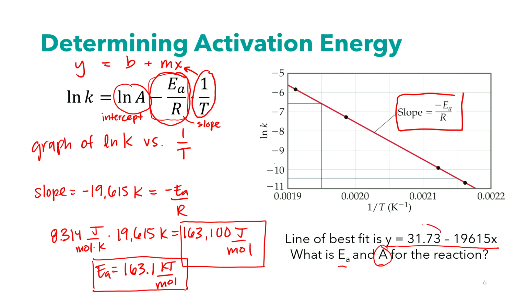The other thing I asked for was A, what's our frequency factor? So I'm going to grab my intercept, and I know that my intercept equals the natural log of A. So if I want to solve out for that, I just need to bring both sides to the E. Okay? So A equals E to the 31.73, which is a large number. There's my A.